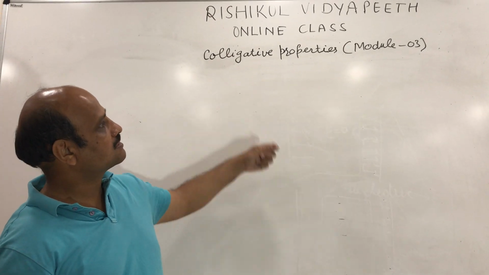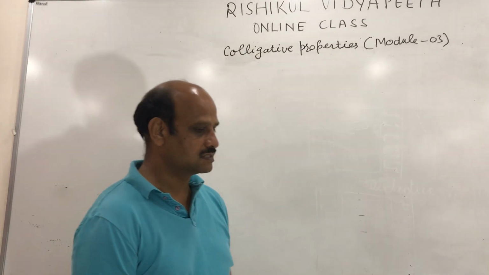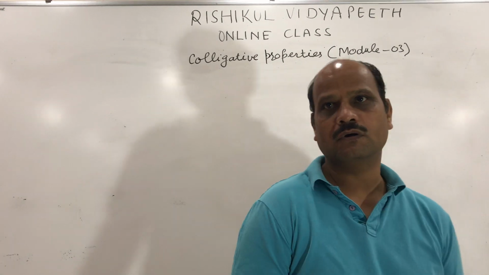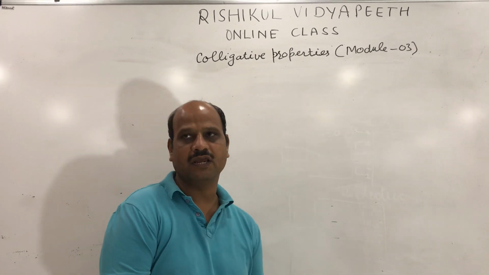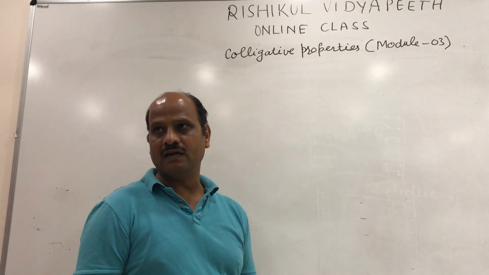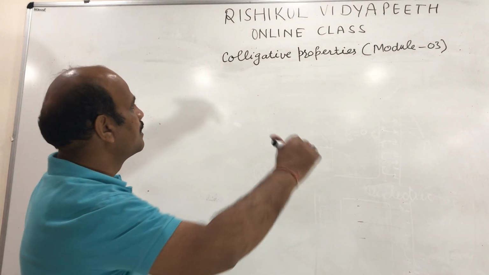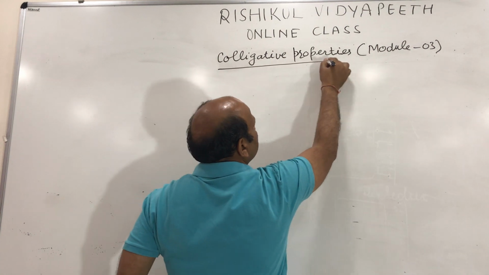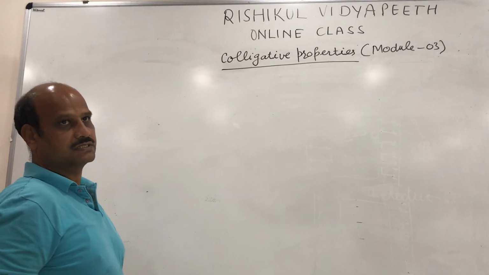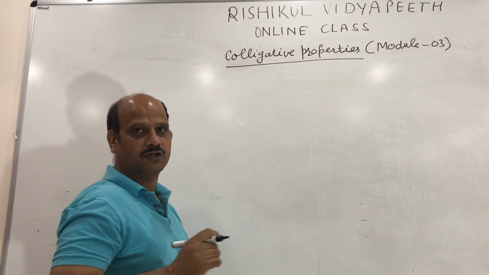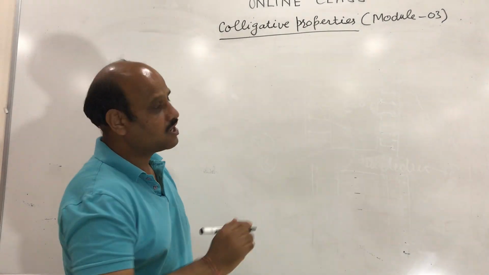In the last lecture, we discussed vapor pressure of solution containing volatile components. Today we will discuss colligative properties. What is the meaning of colligative properties? You have to understand this first.